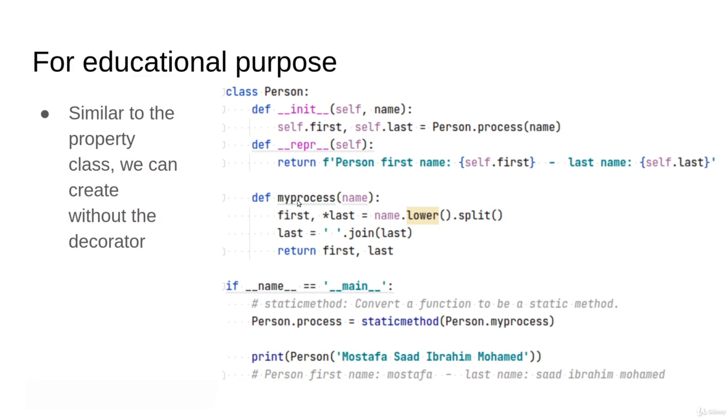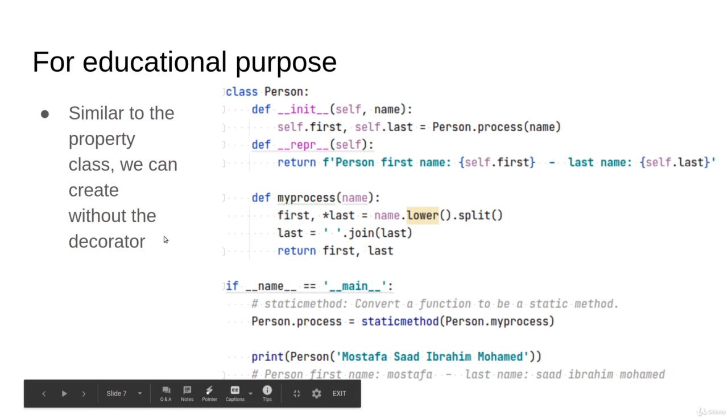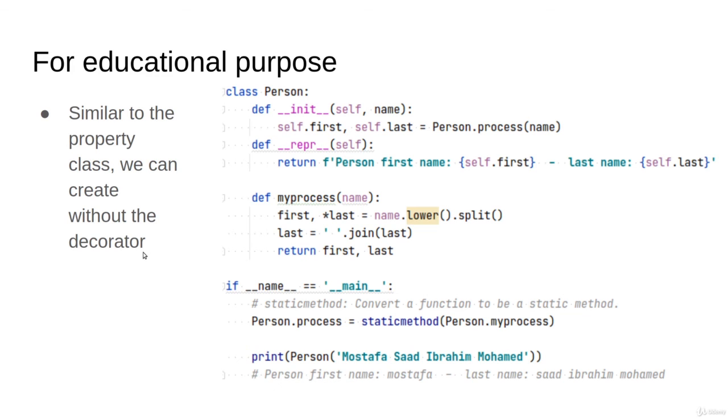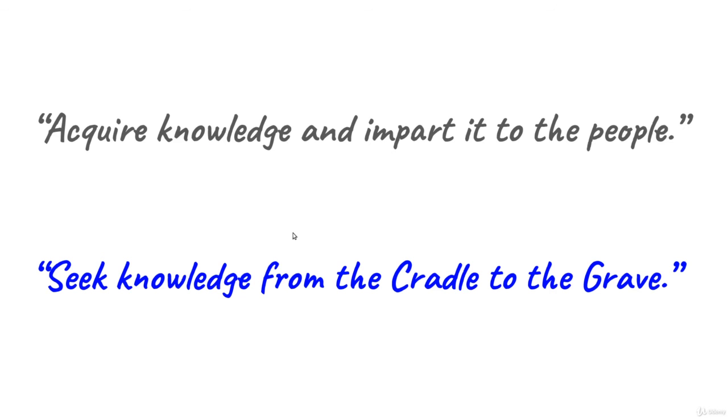You can name this function process as well. The purpose of that is just to know that we can even create things without the decorators, but you shouldn't do it this way. This is a less Pythonic way. That's all.